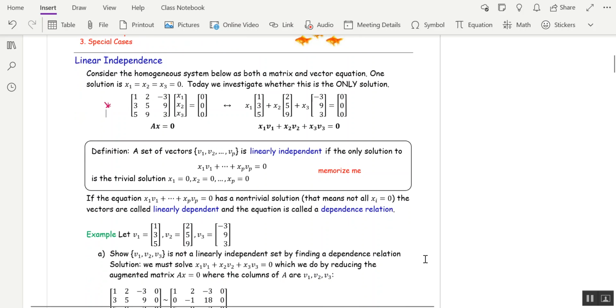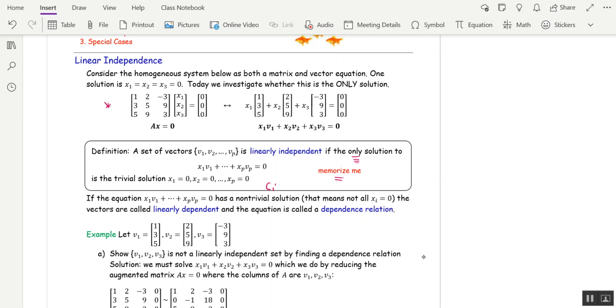So here's the definition in this box, and you do need to memorize this. A set of vectors is linearly independent if the only solution, that's the important part, to this linear combination, x1 v1 plus ... xp vp equals 0, is the trivial solution. And the trivial solution is all the x's are 0. Now you could use c sub i's instead of x's, but I'm using x's so that it looks more like a linear system.